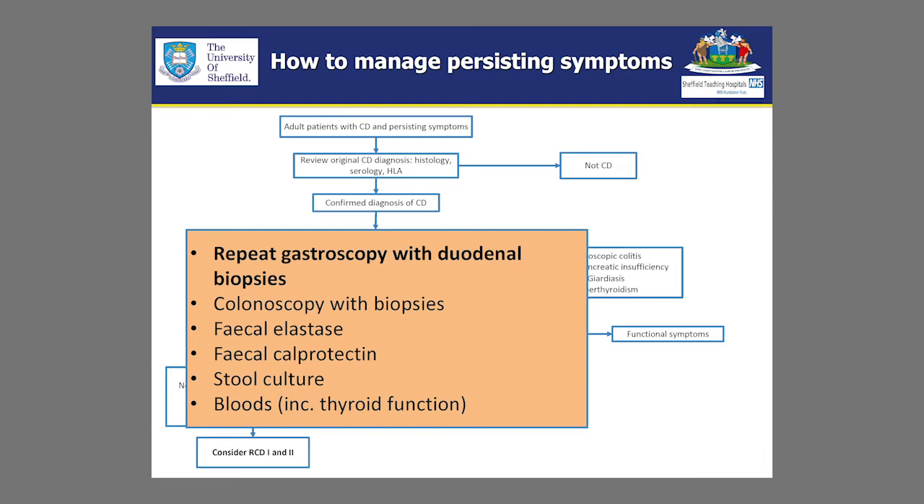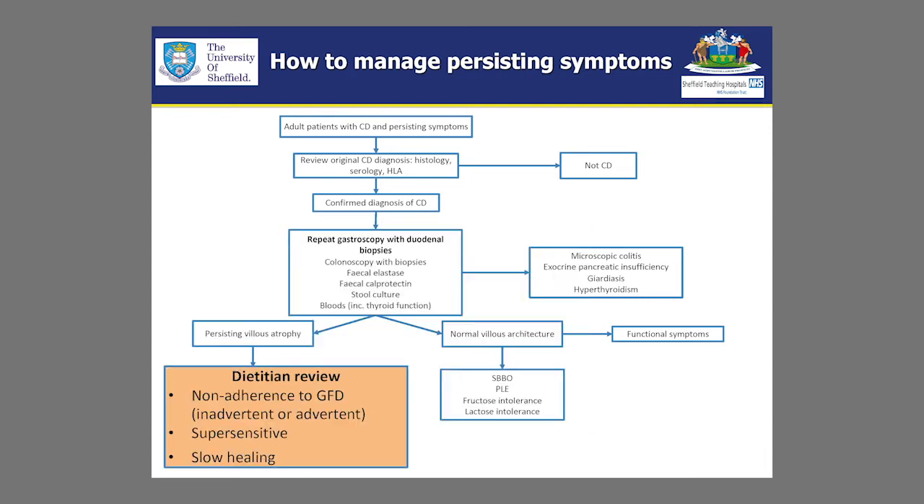And after that, if the patient still has ongoing mucosal changes or persisting villus atrophy, then we would get our dietitians here involved. And at that point, we would assess for adherence to a gluten-free diet, and for inadvertent or advertent exposure. And as Nick mentioned, in rare circumstances, we may consider a super-sensitive gluten-free diet. And also, as Nick's mentioned as well, some patients are just slow healers. And if after all of that, these patients still have ongoing villus atrophy, then they may have refractory celiac disease.